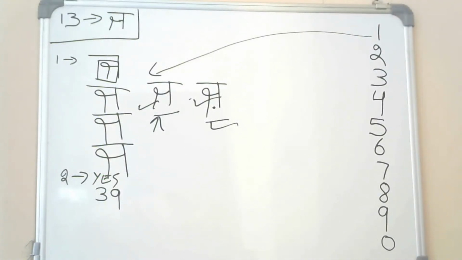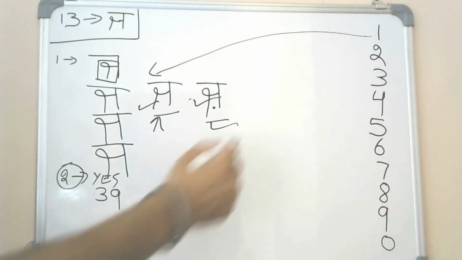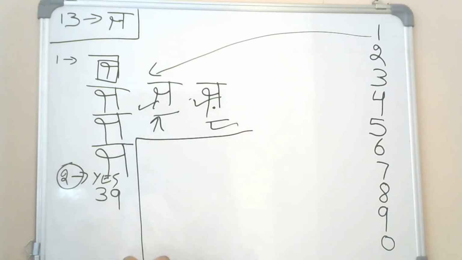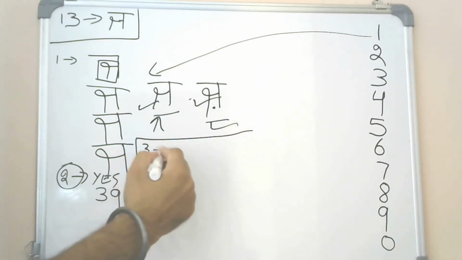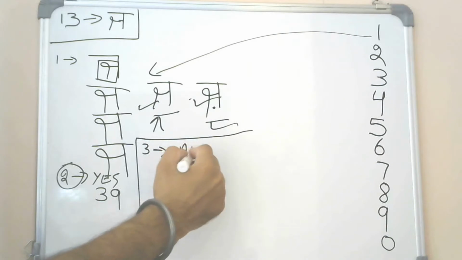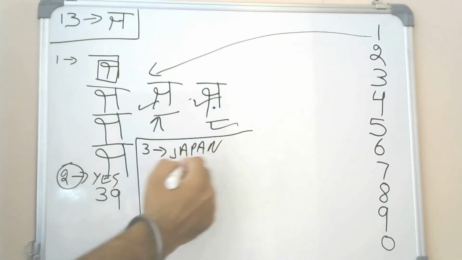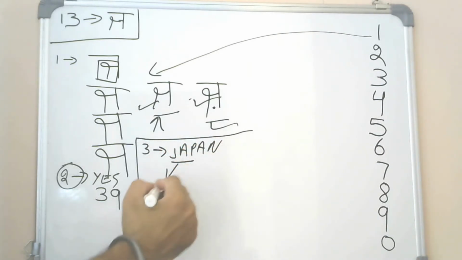This was the first step. Sorry, this was the second step. Oops, I wrote it here. I'm sorry. Third step is the pronunciation. We have this country, Japan. I will get this sound.